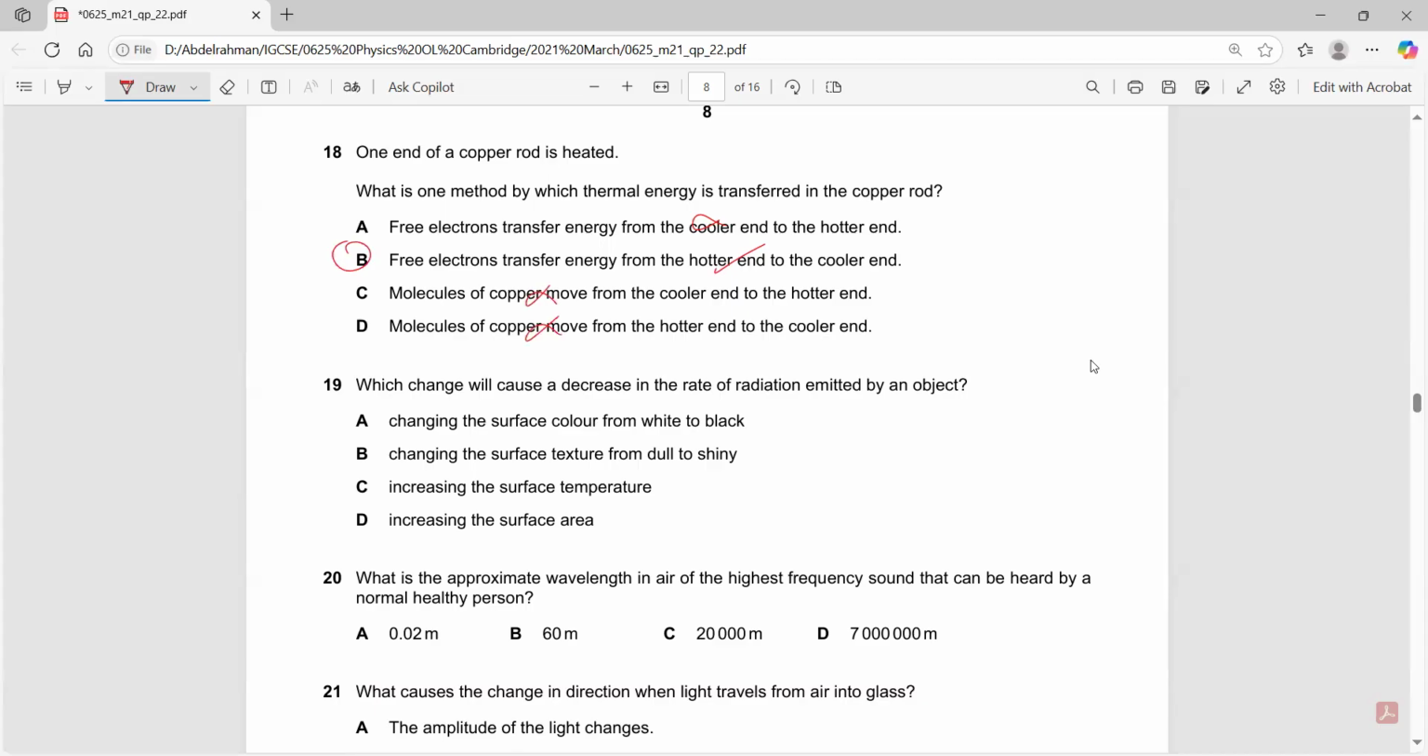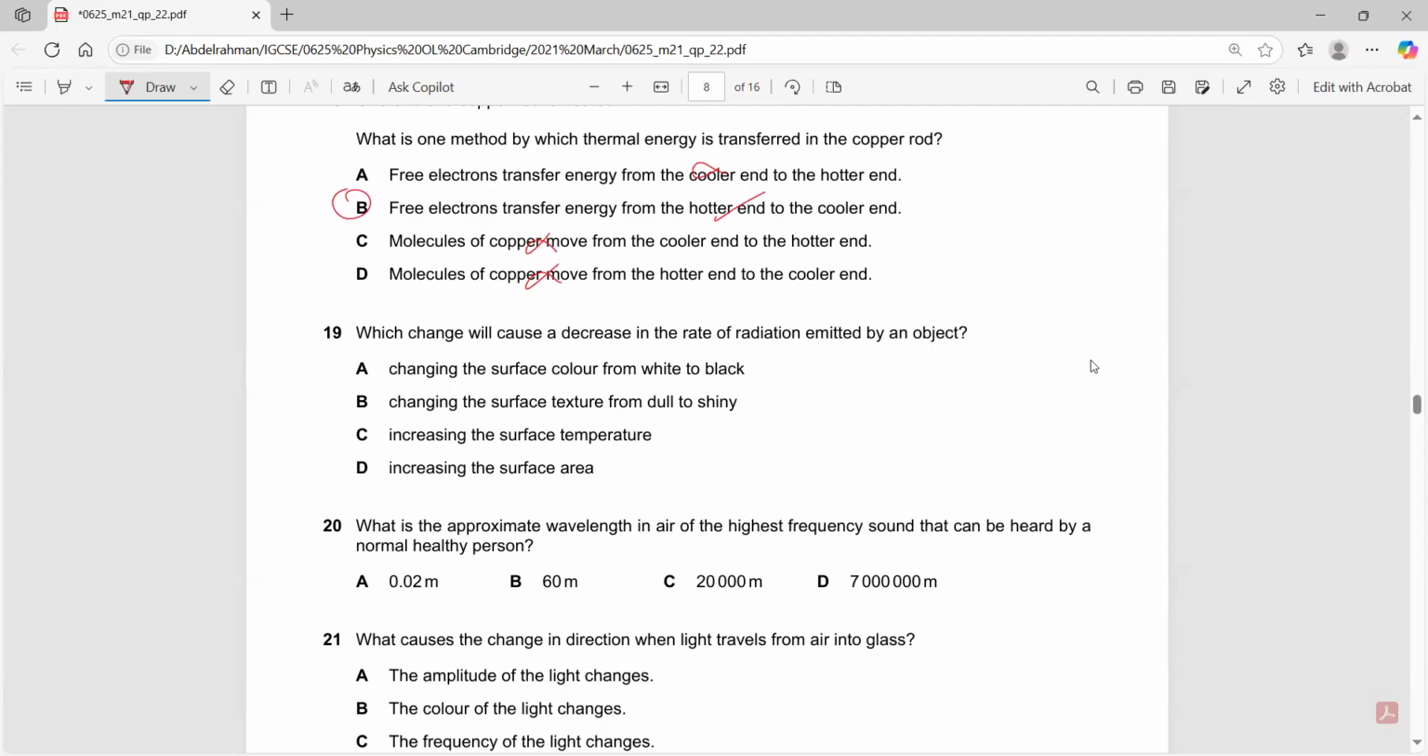Which change will cause a decrease in the rate of radiation emitted by an object? Changing the surface from white to black would increase it. Changing from dull to shiny, yes, this will decrease it.